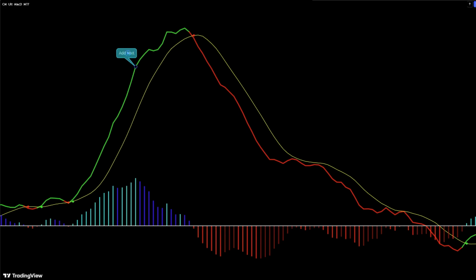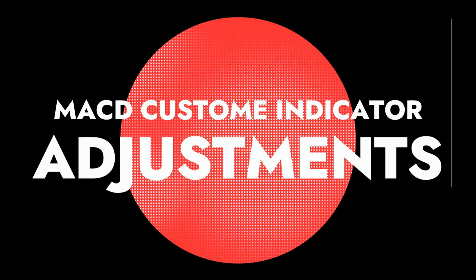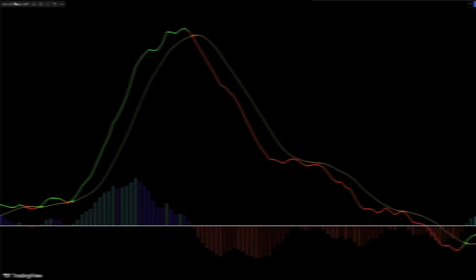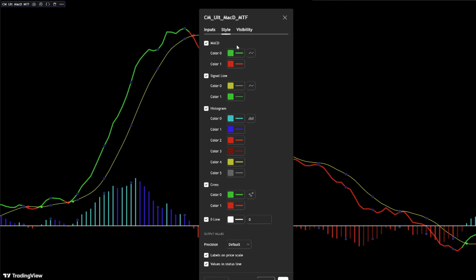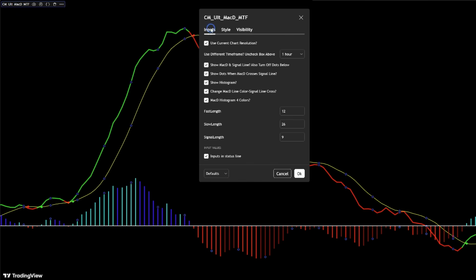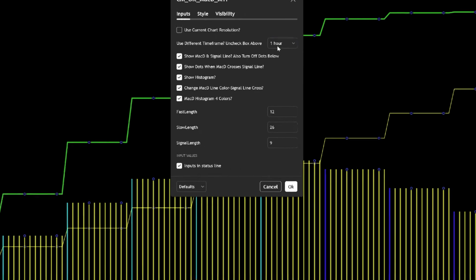Trust me, this custom MACD looks similar to a regular MACD. You see some lines and a histogram, but the key is its ability to read the higher time frame. So let's set it up correctly. Go into the settings for the MACD custom indicator multiple time frame, find the inputs tab first, see the time frame option. Since we're on the 5 minute chart right now, we want to look at a higher time frame for the main trend. Disable the current option. Now choose a higher time frame from the drop down.